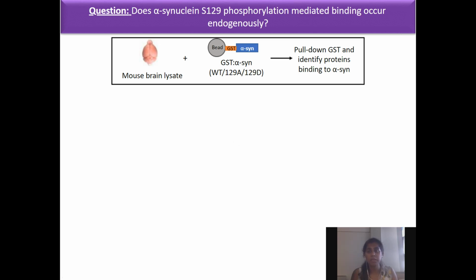So the previous experiment was done in vitro in cell lines. So we next asked if this interaction occurs in the context of the brain. To do this, we took mouse brain lysates and incubated them with in vitro purified GST-bound wild-type synuclein and phosphomutants. Then we did a pull down with GST and identified proteins which bind to alpha-synuclein.